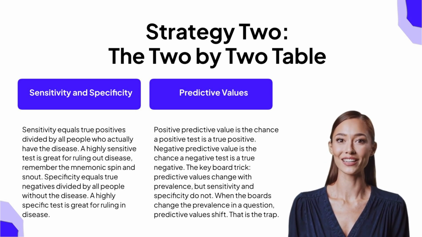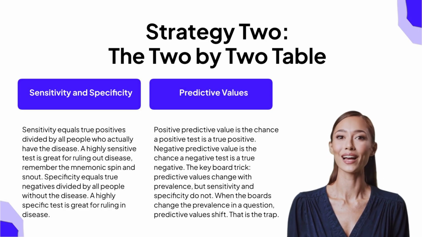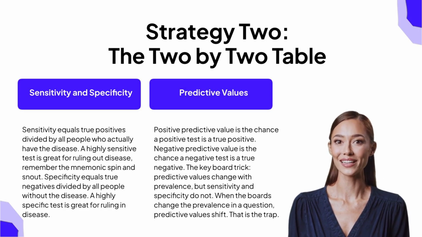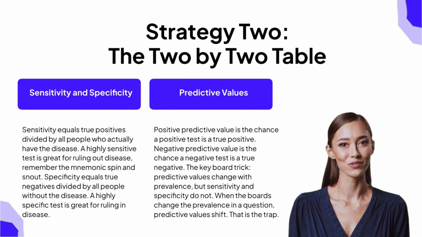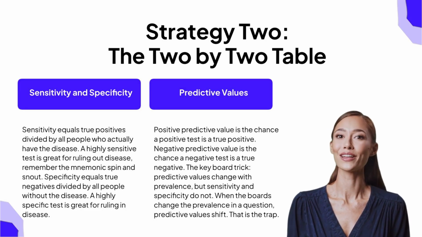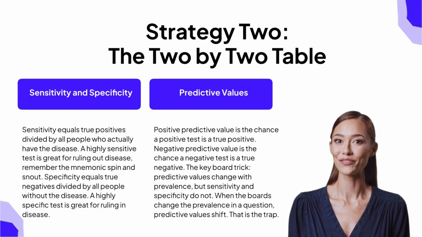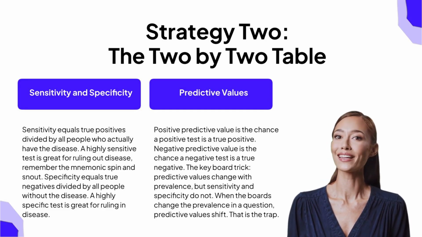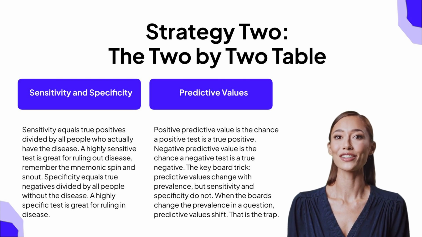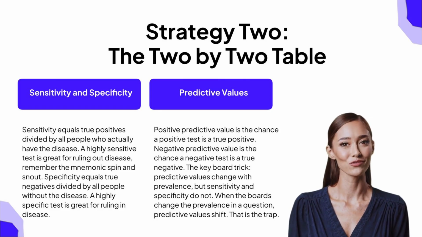Specificity equals true negatives divided by everyone who does not have the disease. The mnemonic is SPIN, specificity rules in. A highly specific test, when positive, is excellent for ruling in disease. Now here is the critical board trap. Predictive values change with disease prevalence, but sensitivity and specificity stay the same. When the boards change the prevalence in a follow-up question, they want you to recognize that predictive values shift while sensitivity and specificity remain constant. Review the 2x2 table in your study resources until you can build one from memory.